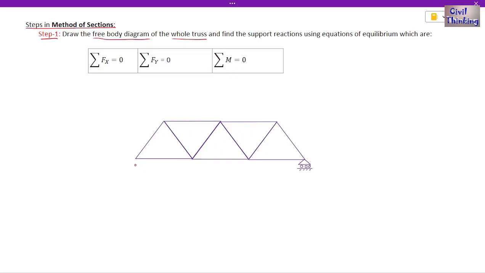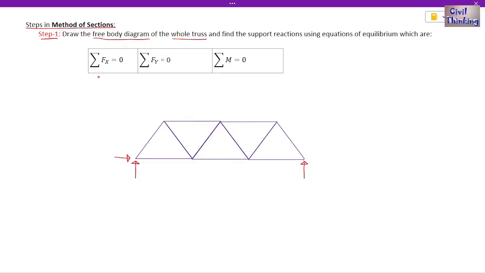So this was a hinge support and we know there are two reactions, right? In a hinge and in a roller, how many reactions do we have? In a roller we have only one reaction. So this becomes what? This becomes the free body diagram of the whole truss. Then what we do, we apply these equations.